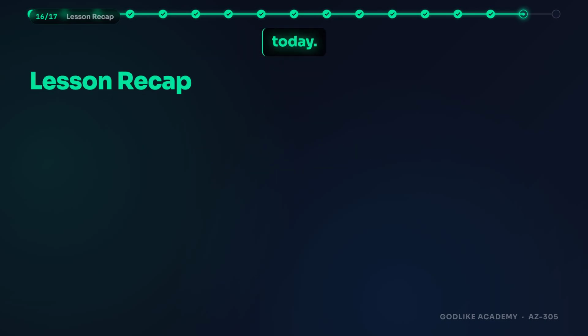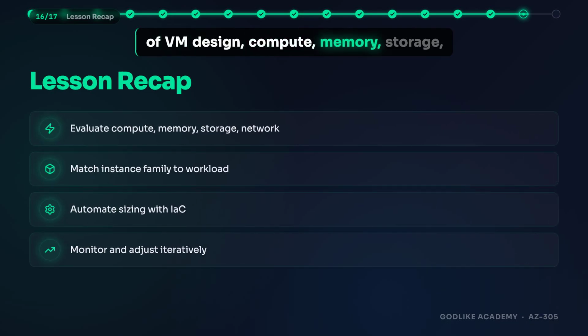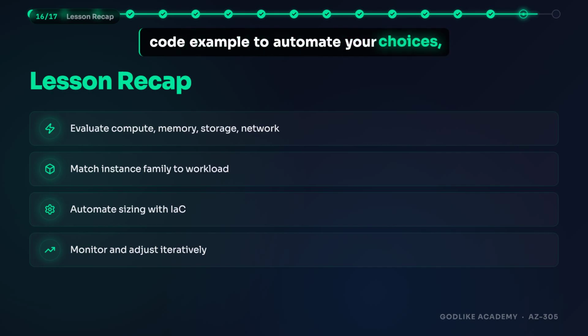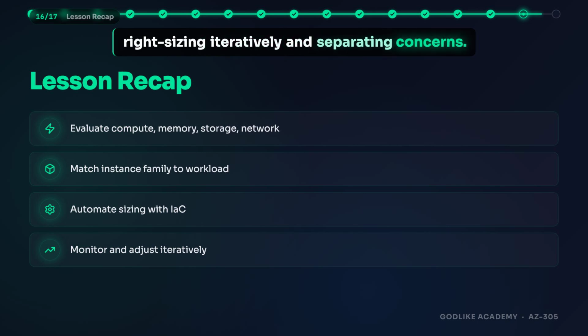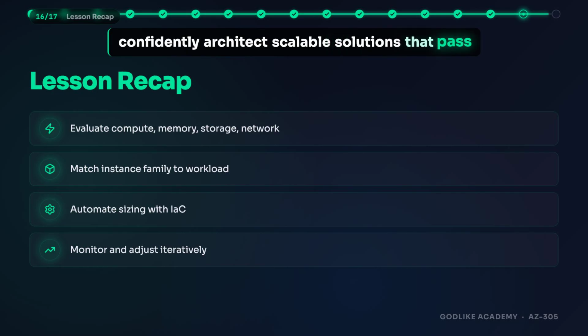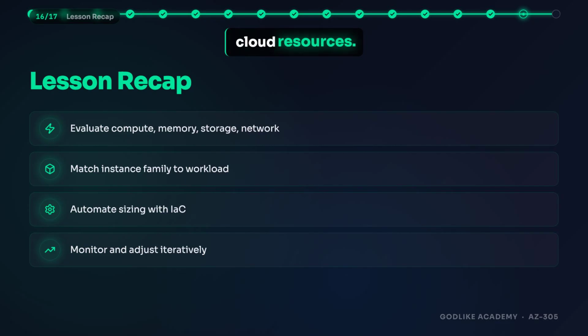We covered a lot of ground today. You learned the 4 core pillars of VM design: compute, memory, storage, and networking. We looked at workload-specific sizing for web and database servers. We walked through an infrastructure as code example to automate your choices. And we reviewed best practices like right-sizing iteratively and separating concerns. Mastering these concepts ensures you can confidently architect scalable solutions that pass certification exams and meet strict enterprise performance benchmarks without overspending on unused cloud resources.